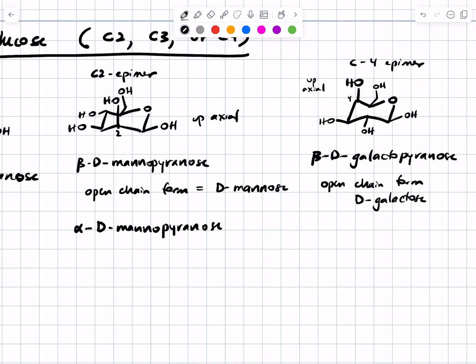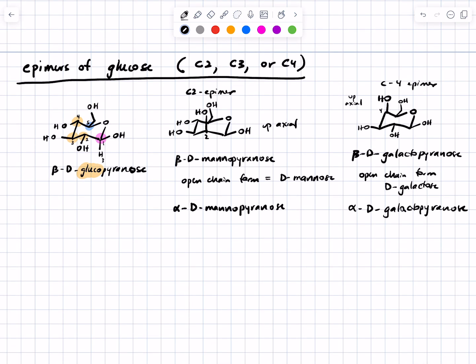The galacto part, that's going to sound like galaxy, and that's on purpose. Galaxy comes from the Greek word for milk because of the Milky Way. Galactose is found as a component of the disaccharide lactose, which is in milk. So if you've heard that word before, that's where galactose sort of comes from. And I'll show you the structure of lactose a little bit later. You should be able to draw the alpha D galactopyranose as well.